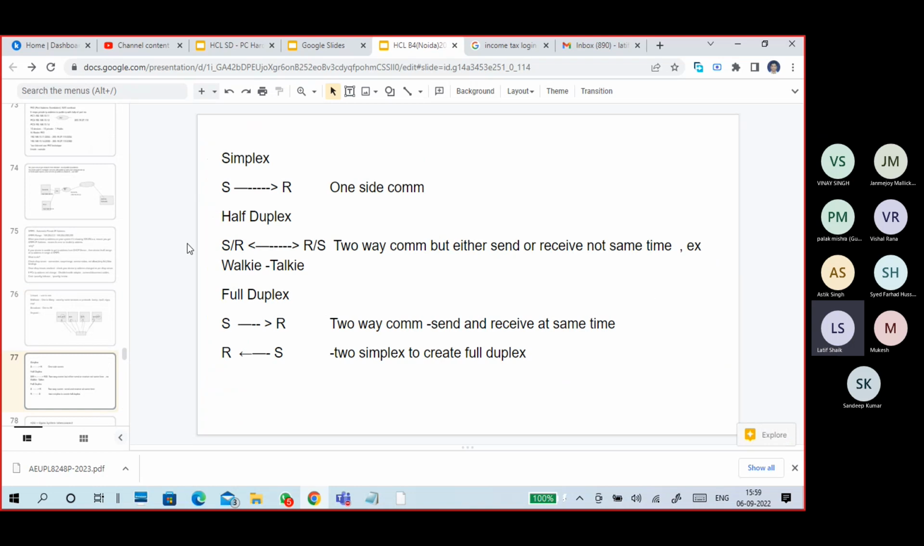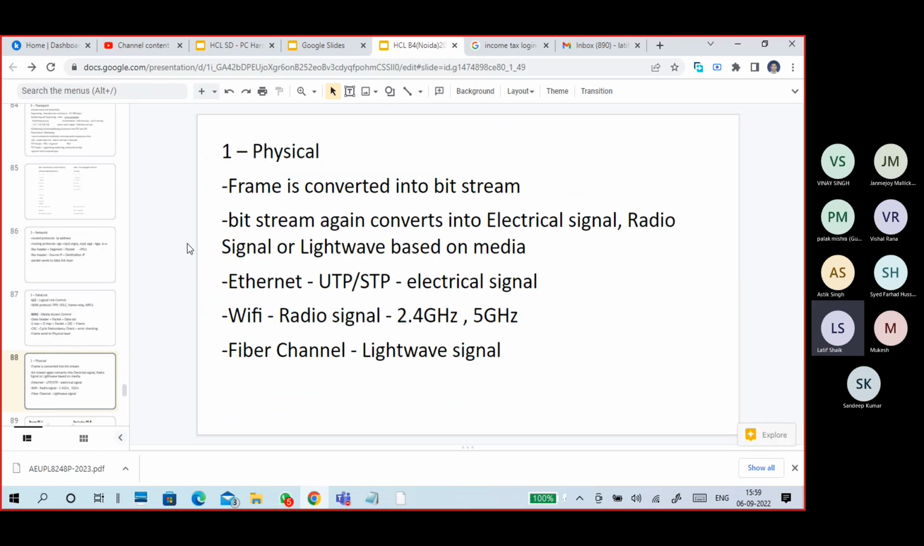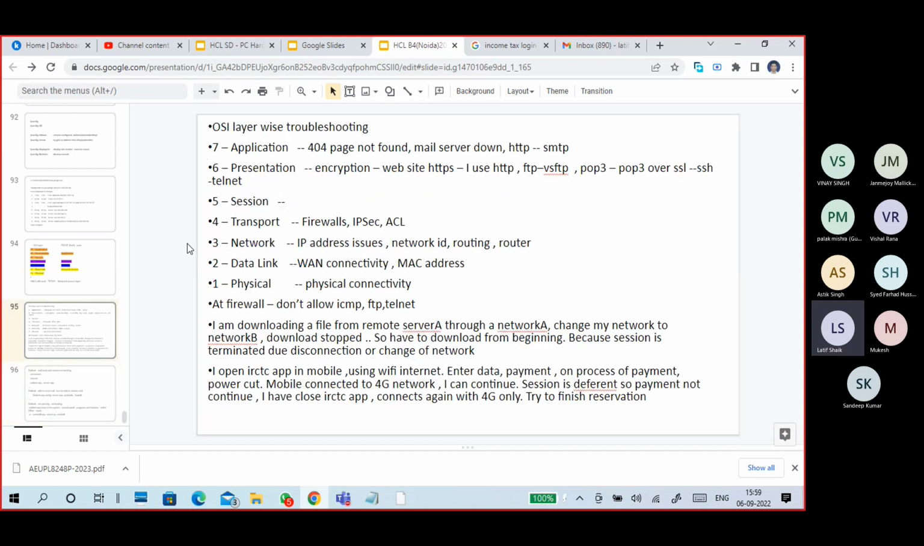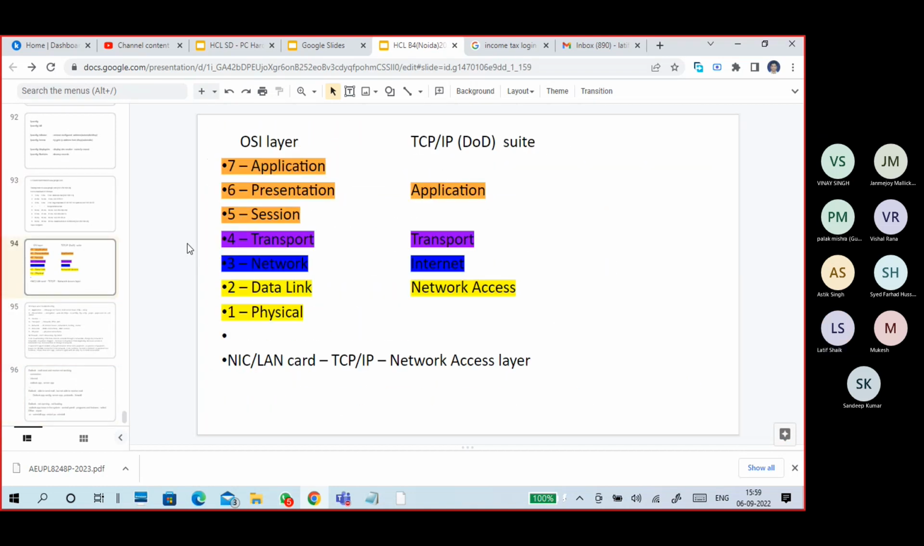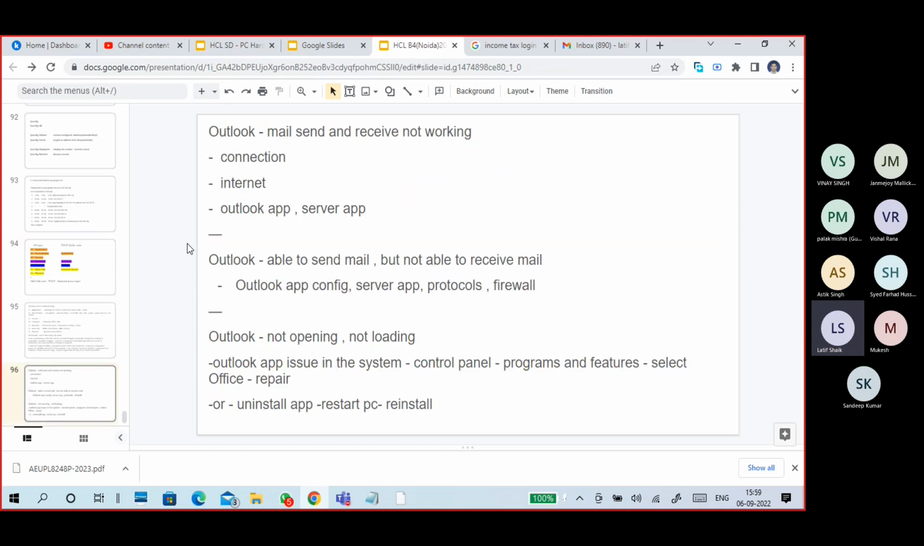Then unicast and related topics, right? This is the OSI model. We already discussed the OSI model. I don't know how many people understand, but it's okay. Last time we discussed it.